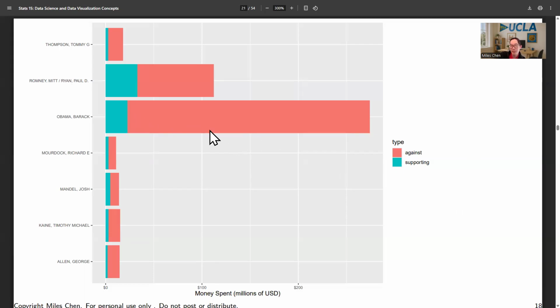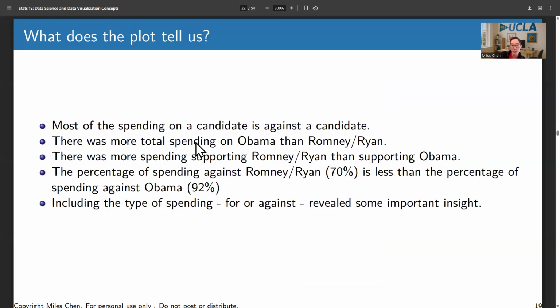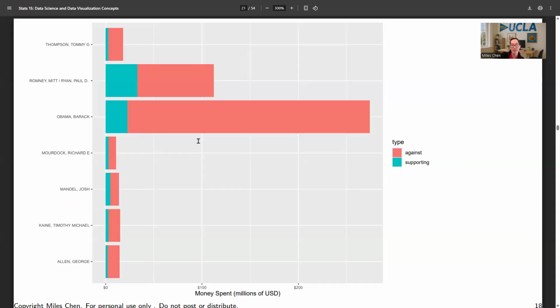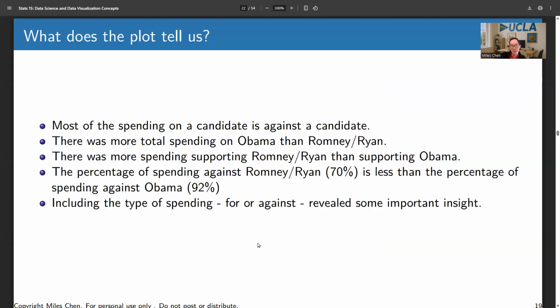whether it was for or against. And so this is one of those things there. Okay. So what we see is most of the spending on a candidate is actually against a candidate. We can see for Romney Ryan, it's mostly red. Barack Obama, mostly red. Okay. And actually, even all of these bars are mostly red. There's a lot of negative political advertising.